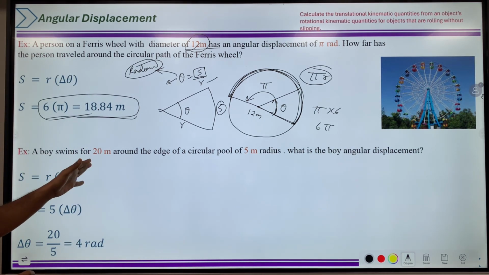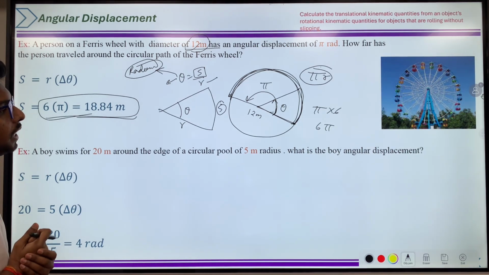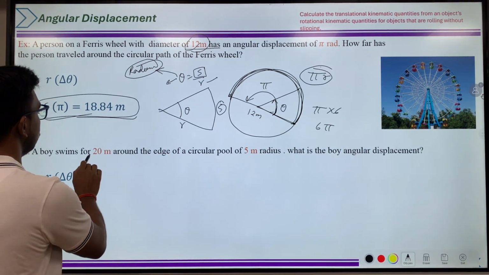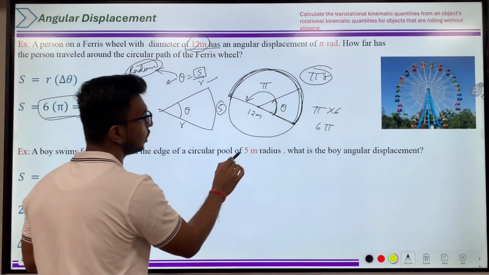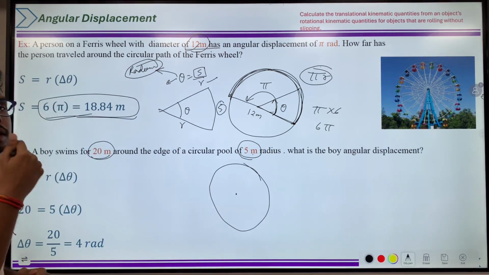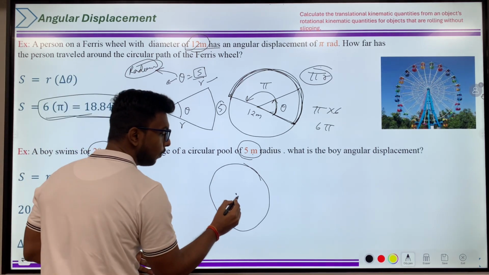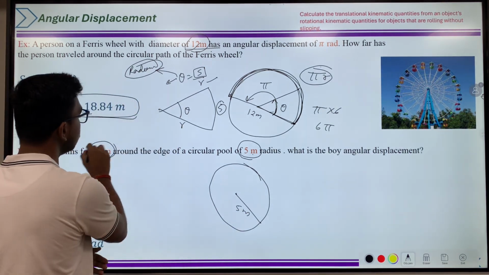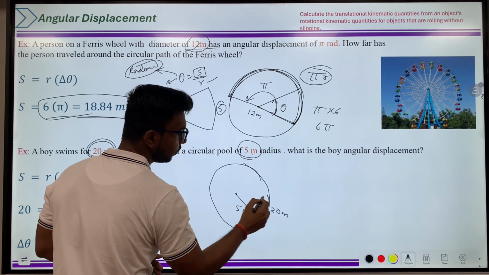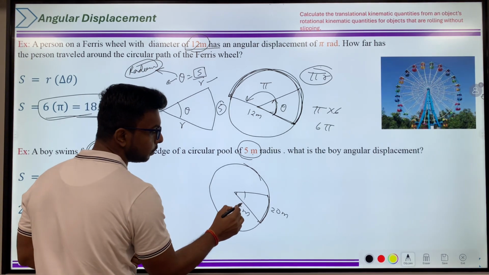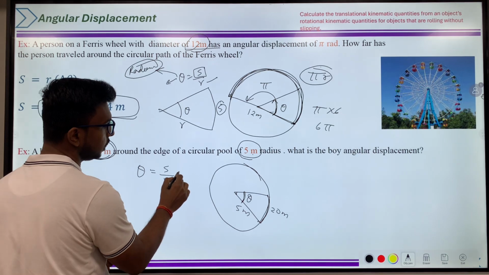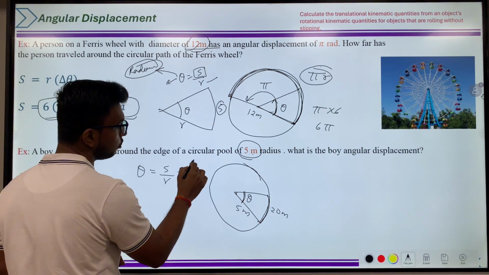Next, a boy swims for 20 meters around the edge of a circular pool of 5 meter radius. What is the boy's angular displacement? Always try to imagine the picture, because that makes it very easy. 5 meter radius, and he travels a distance of 20 meters along the edge. We don't know the boy's angular displacement, so they want the angle here. Theta is equal to S by r, which is 20 over 5, or comes out to be 4 radians.